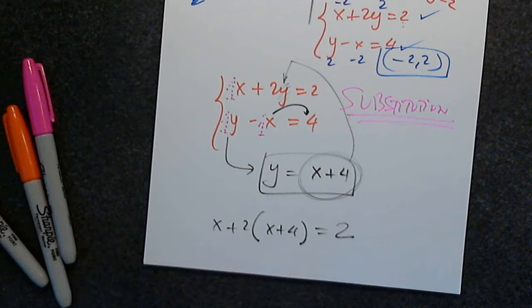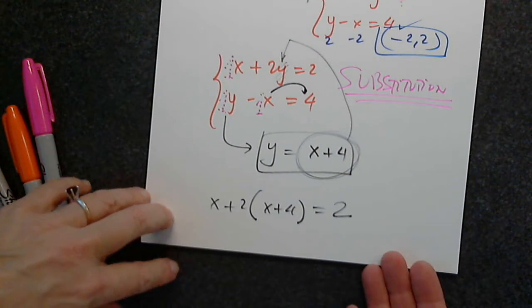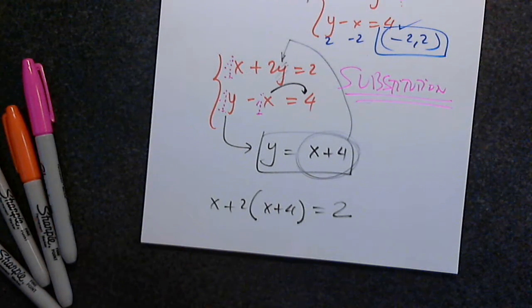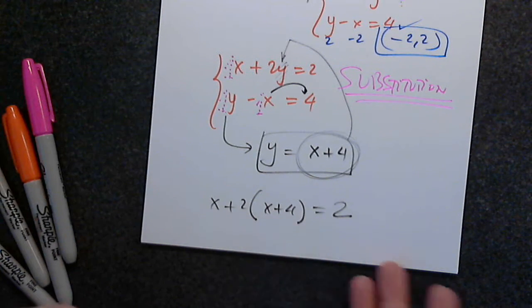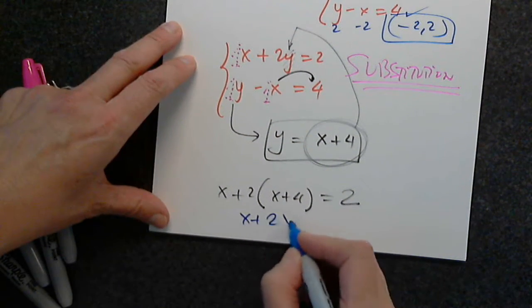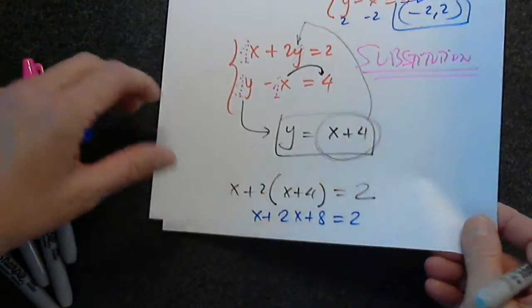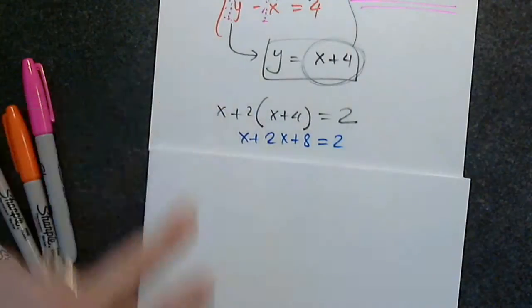So what would be the next step? What would you do next to find x? What should I do? I have an equation. How do I proceed? I need to solve for x. What should I do? Distribute, of course. I just want you to tell me what to do. Of course, I have to distribute. Now what is the next step? Combine like terms. Of course, excellent.